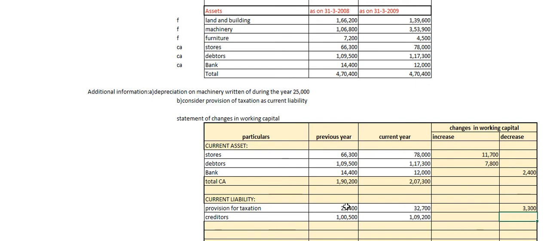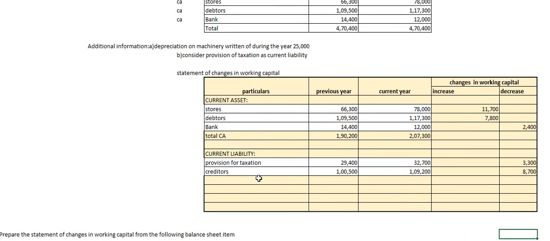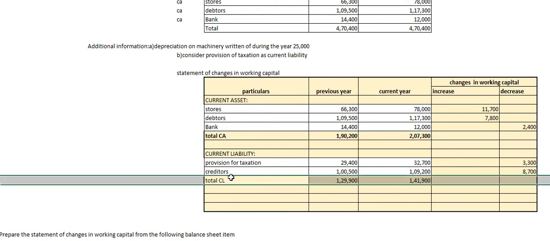The next one is creditors. Last year it is 1,05,000 and the current year it is 1,09,200. It has increased, so again your working capital will decrease. The amount is 1,09,200 minus 1,05,000, which is 4,200 decrease. Now let's total up the current liability. For last year: 29,400 plus 1,05,000, you get 1,29,900. For the current year: 32,700 plus 1,09,200, you get the amount to be 1,41,900. So you have the total of your current assets and the total of your current liabilities.